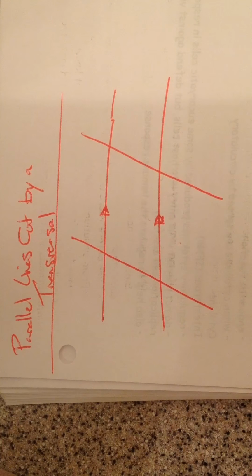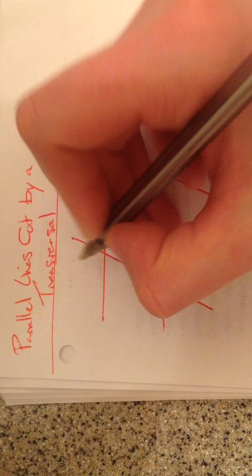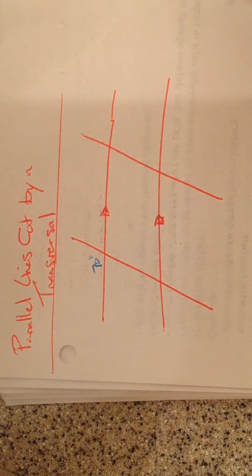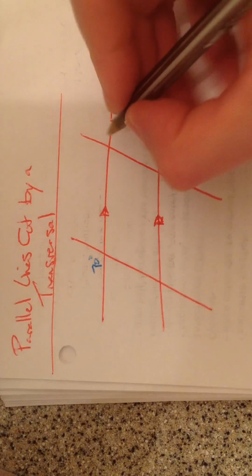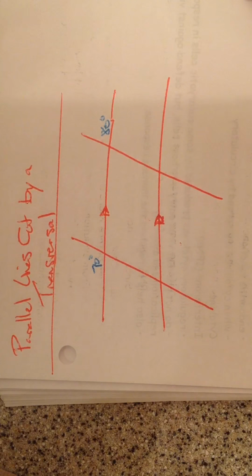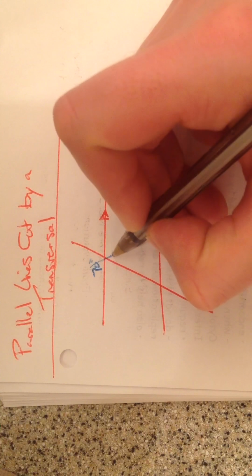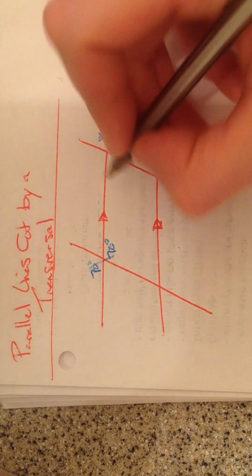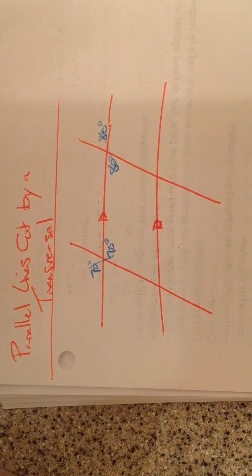So let's say, for example, that I'm given that this angle is 70 degrees, and I'm given that this angle over here is 80 degrees. Okay, to begin with, we can actually figure out all the angles based on this. First off, we know that opposite angles are congruent, so this one's 70. Opposite angles are congruent, so this one's 80.